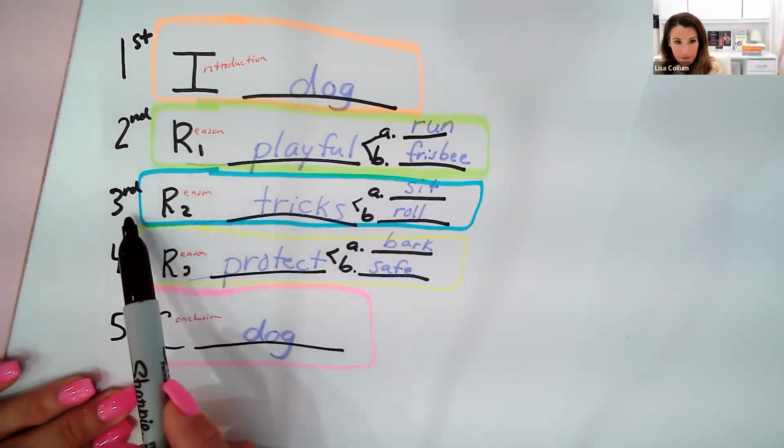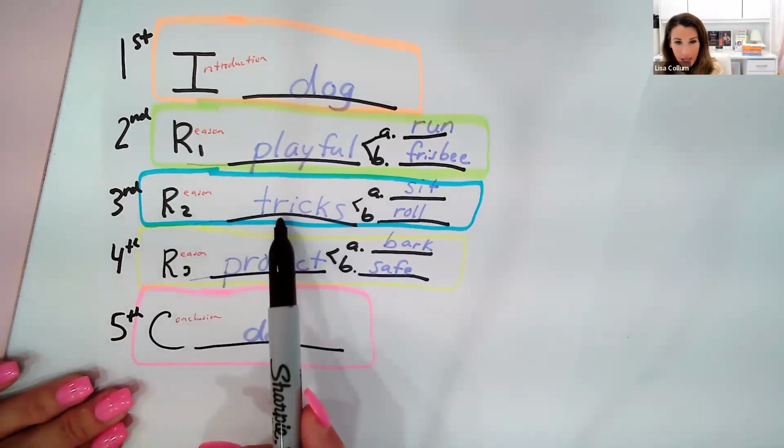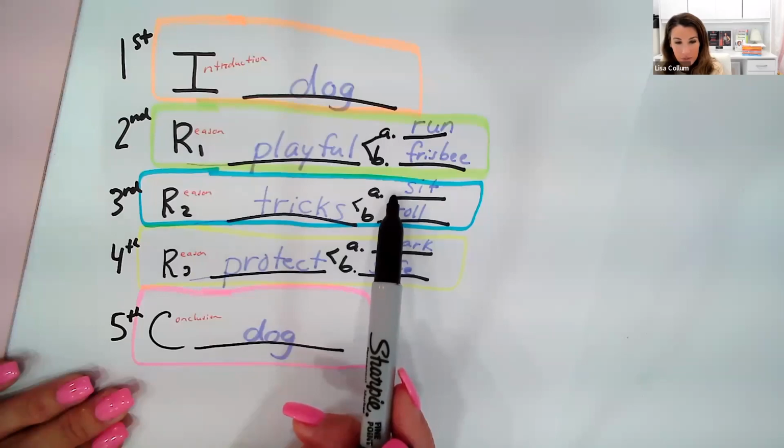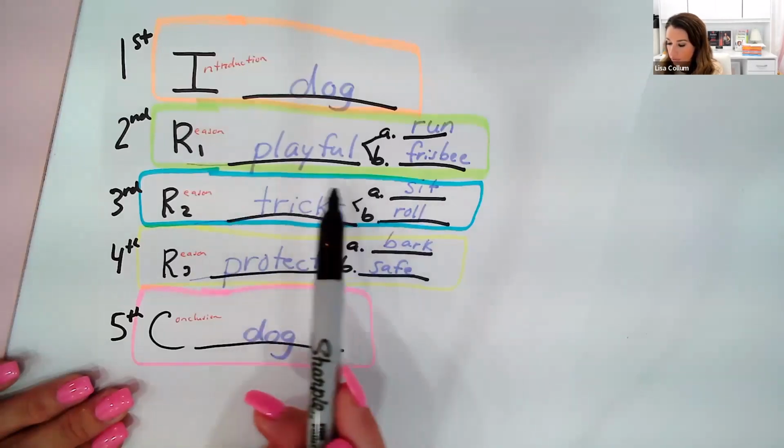In your third paragraph, you're going to talk about how the second reason you like dogs is because they can do tricks. And then you're going to talk about how they can sit when you tell them to sit and how they can roll over. All of this in the blue is your third paragraph.